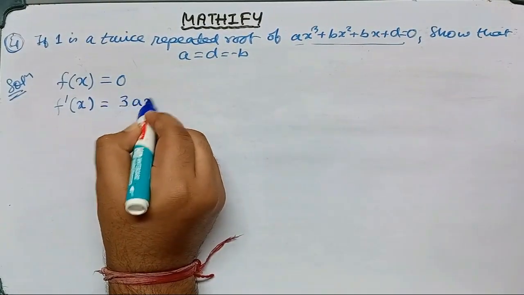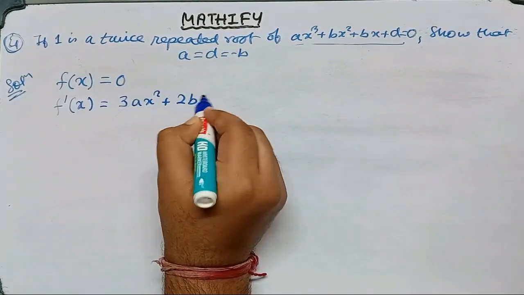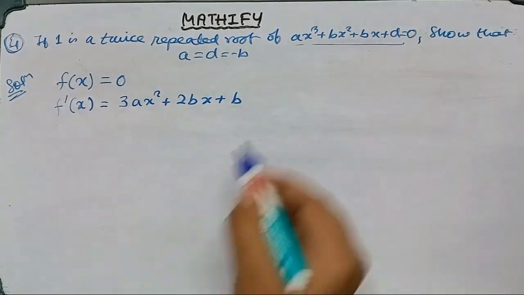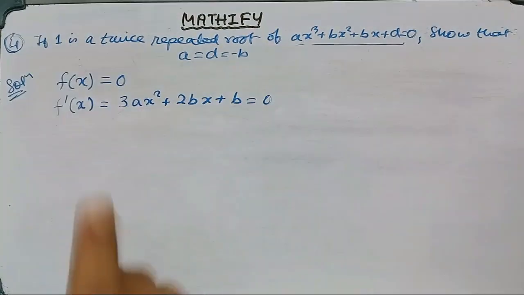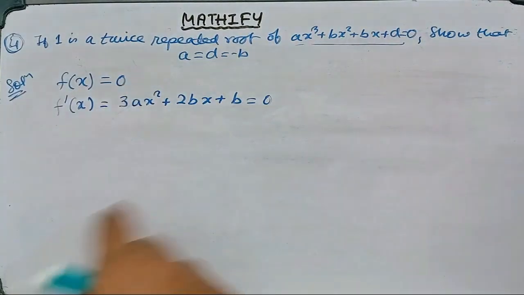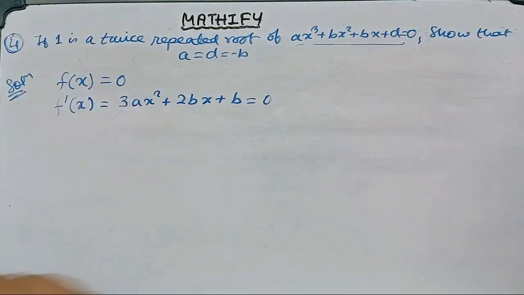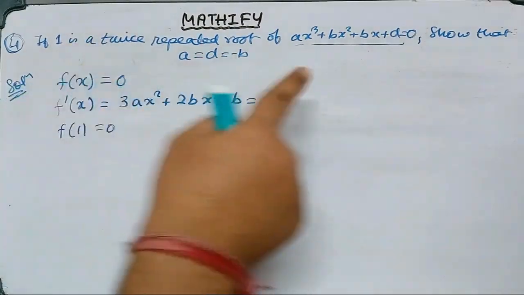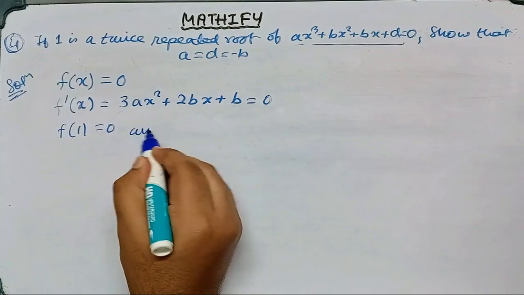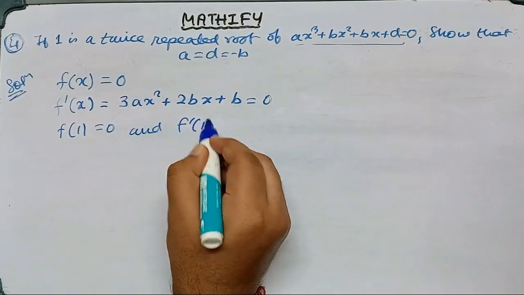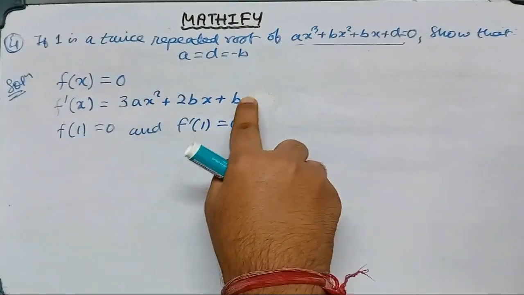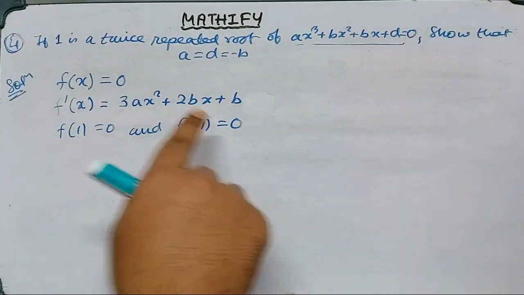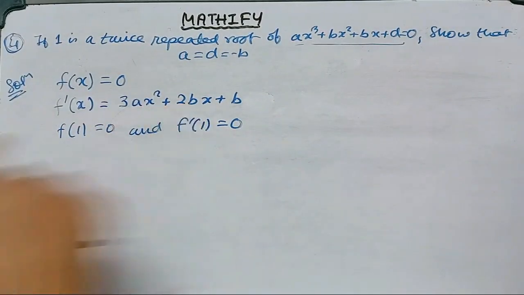It is 3ax square plus 2bx plus b. Okay, and I will set this equal to 0. 1 satisfies this equation 2 times. 1 will satisfy the derivative equation only 1 time. So what I can do is f of 1 is equal to 0, because that is given. 1 is a root of this equation, and I can also say that f dash of 1 is also equal to 0. I have not set this equal to 0 at this moment. 1 is a root. Now I can set f dash of 1 is equal to 0.